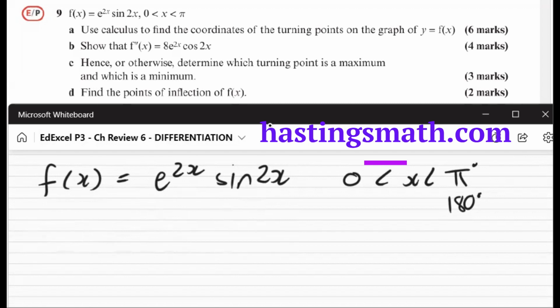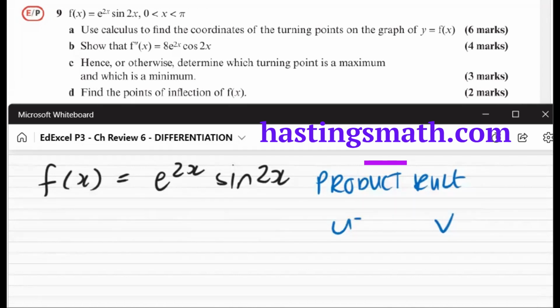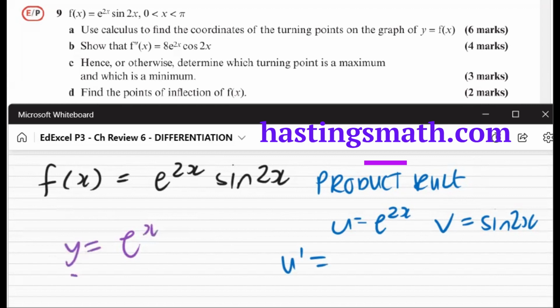This is a function times a function, so we're definitely going to be using the product rule. So pick one for u, pick one for v. I'm going to have e^2x as my u, and my v will be the sine function. For u dash, usually if you had an e function, it would be just e^x, then we know that our first derivative, our dy dx, is just going to be e^x.